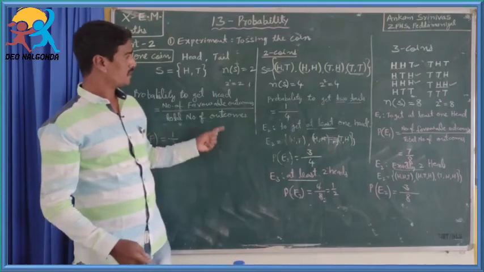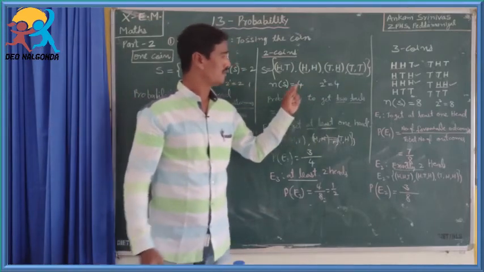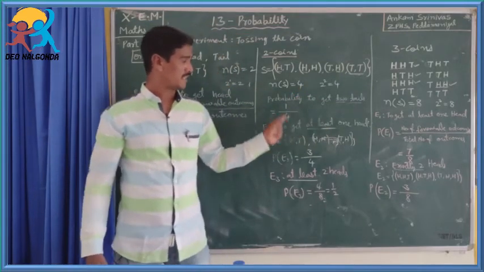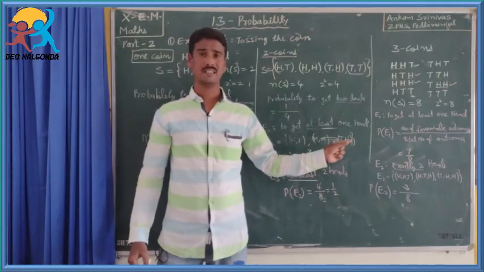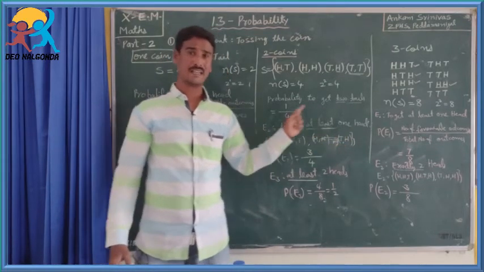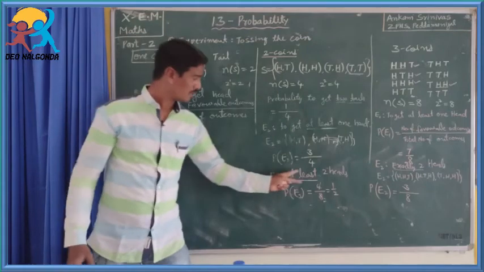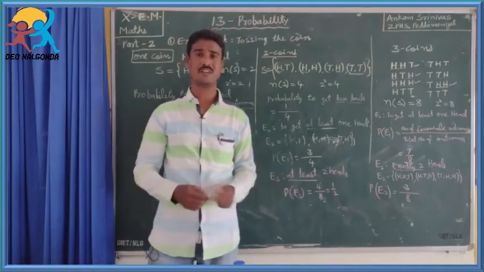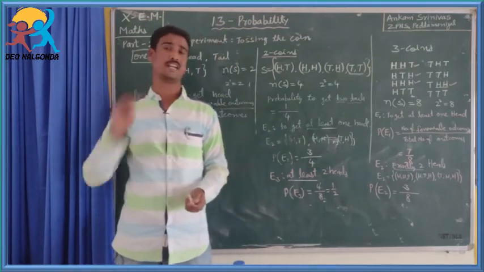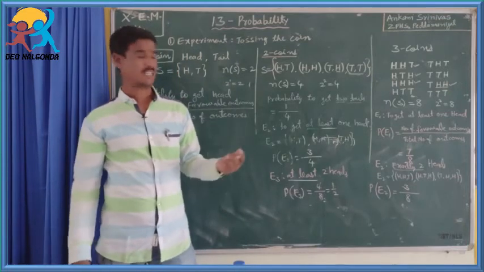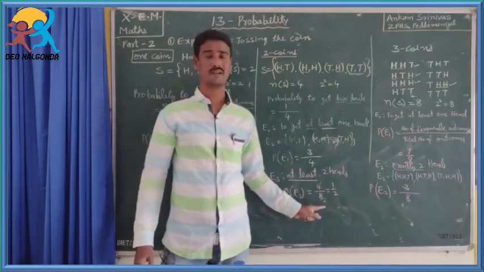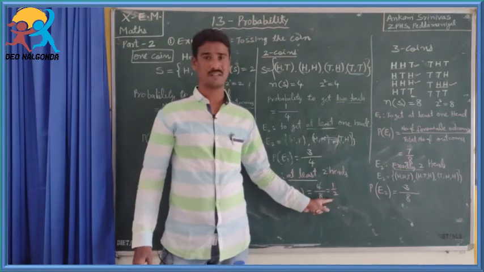Dear children, now I will ask some questions. What is the probability to get at least two tails when tossing 3 coins at a time? What is the answer here? Same, we will get 4 by 8 and we will get 1 by 2.